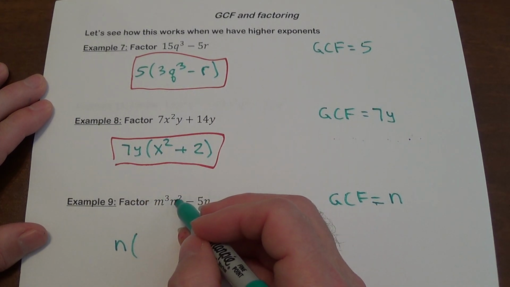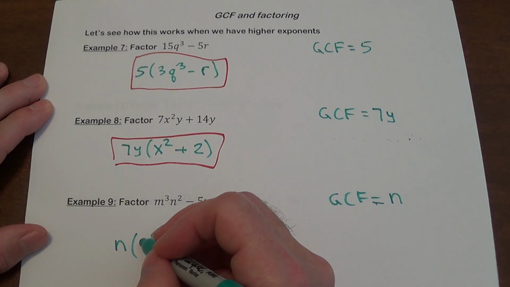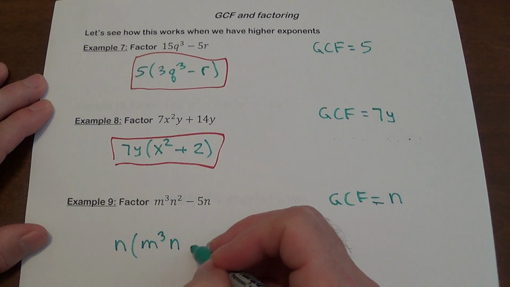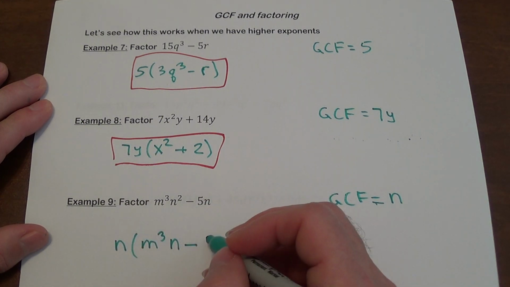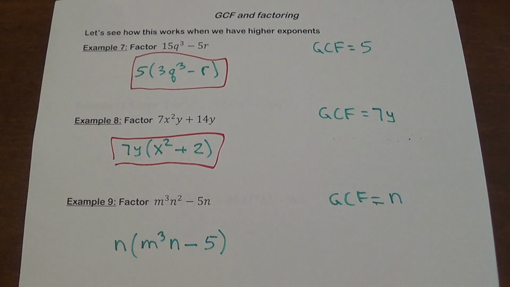So we got m cubed n squared divided by n. That's going to take one n out. That's still going to leave you with m cubed n. And it's going to be minus, 5n divided by n will leave you with 5. Okay, and remember, all these can be verified by distributing.